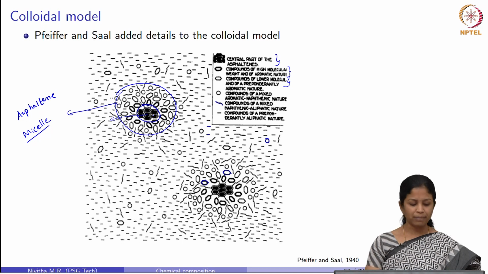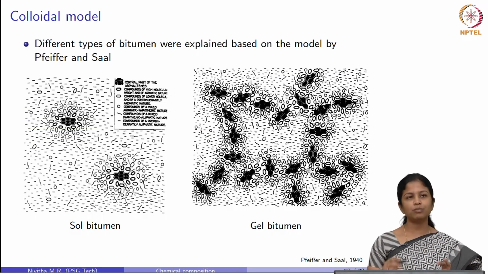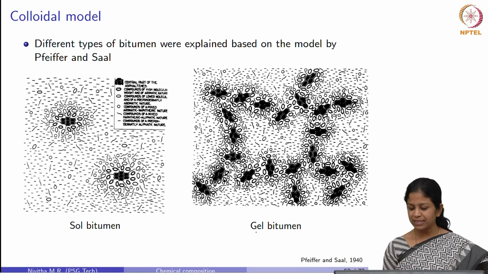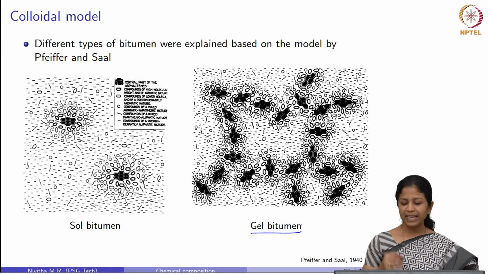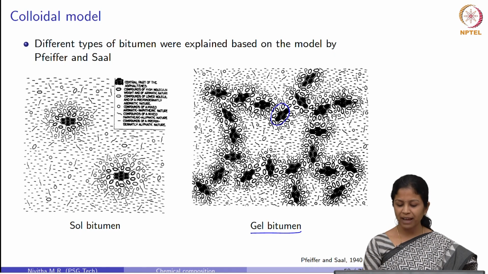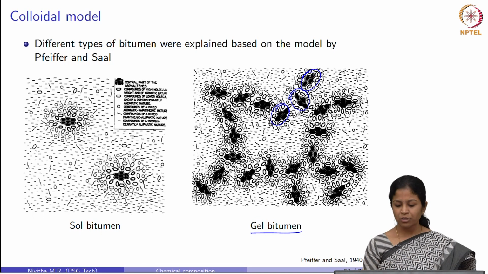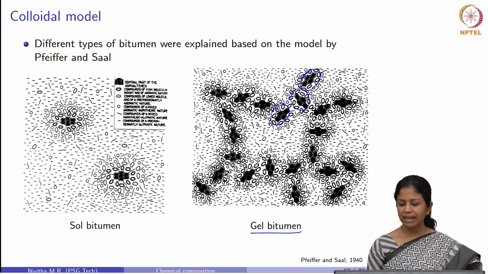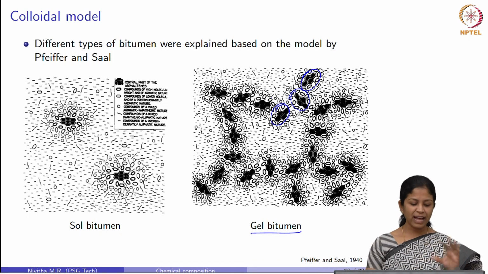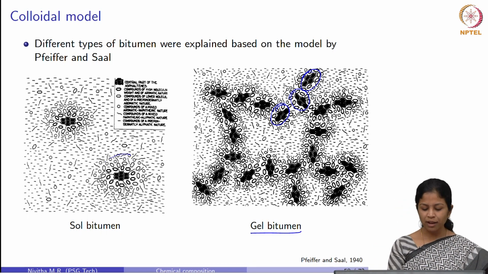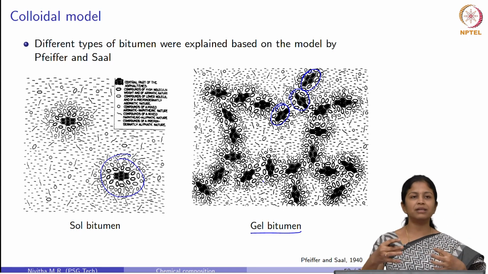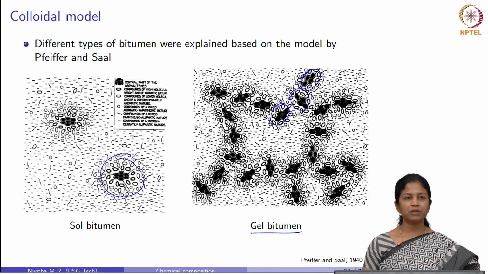This is the model by Pfeffer and Saul, and they used this model to explain sol and gel bitumen. We will first start with gel bitumen. In this gel bitumen, we have all these micelles closely packed to each other. They have some strong attractive force between them and are closely packed. But in a sol bitumen, they are not as closely packed as in a gel bitumen. These micelles are spaced apart from each other.